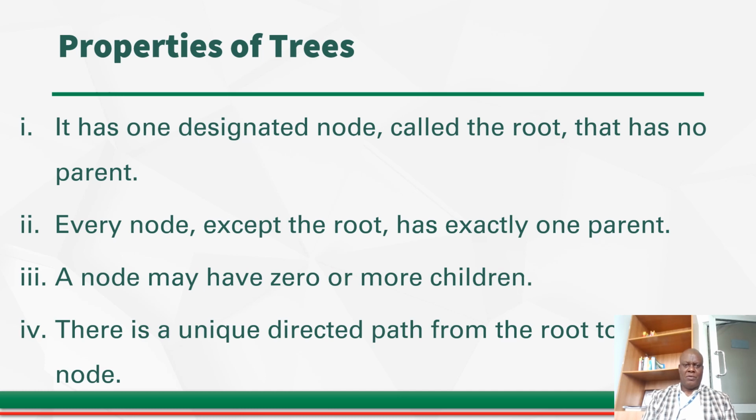Properties of a tree. Do they have properties? What could we use in identifying them? Yes. Every tree has one designated node, which we call the root, that has no parent. Every node except the root has exactly one parent. A node may have zero or more children. That is, you could have branches, which you call children, or you may not even have any at all. There's a unique directed path from the root to each node.